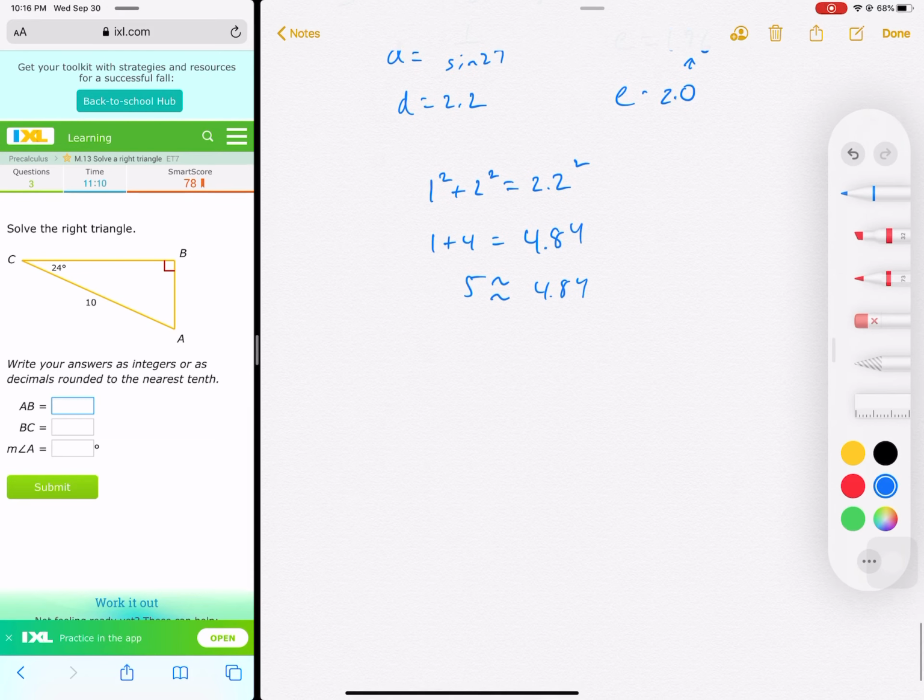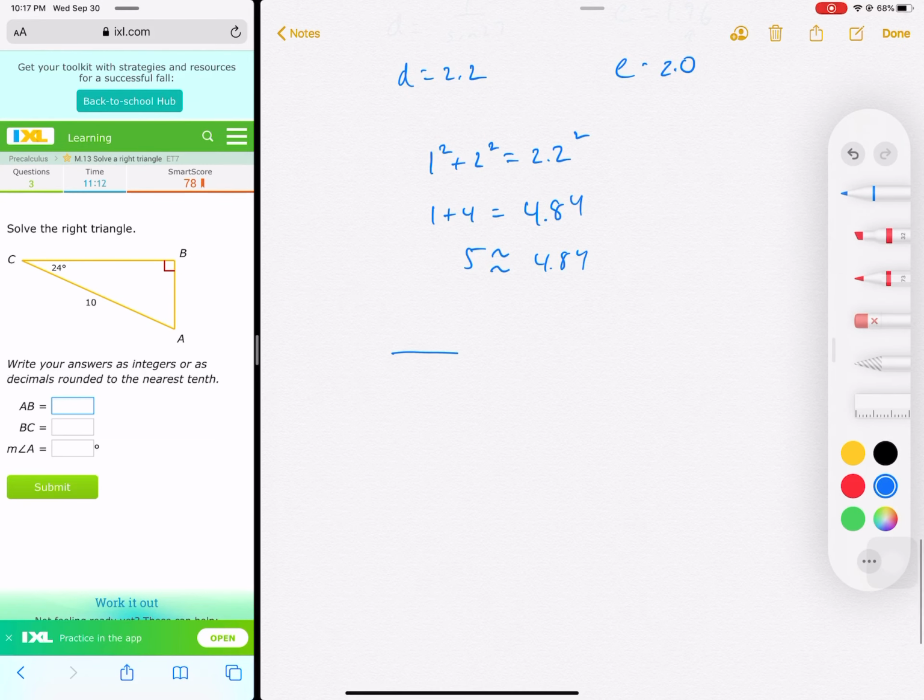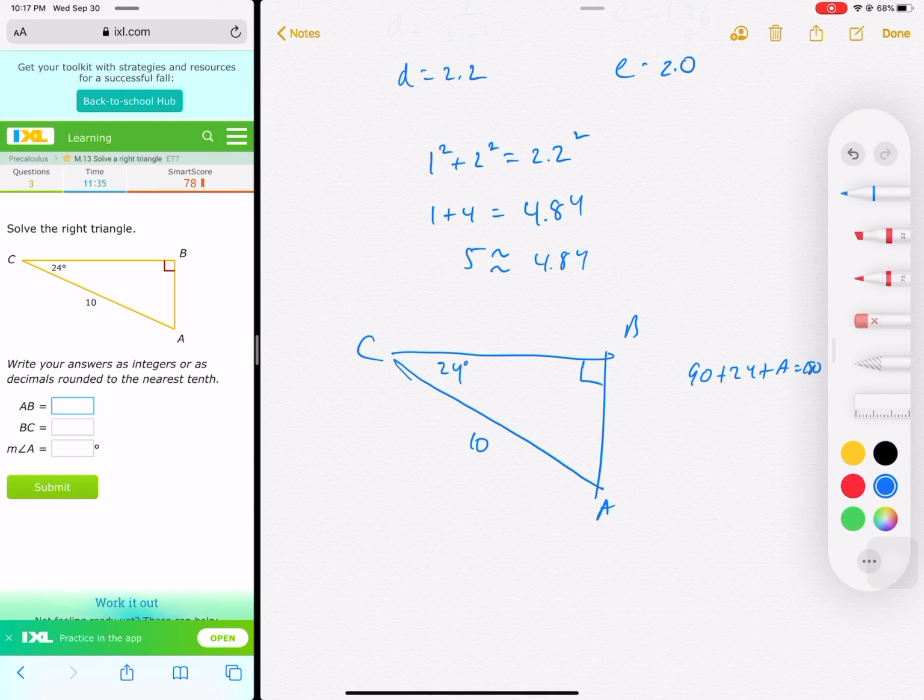Okay, let's do one more problem. In this case, we have 24, we have 10, A, B, and C. Now, we know that one angle is 24, another angle is 90, so we're left with what? Again, you could say 90 plus 24 plus A is equal to 180. That would totally work. But for time's sake, if we know that we used up 90 degrees already, that means we have 90 left to share. So what's going to remain is 66 degrees.